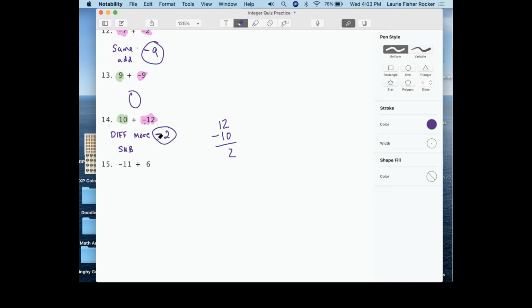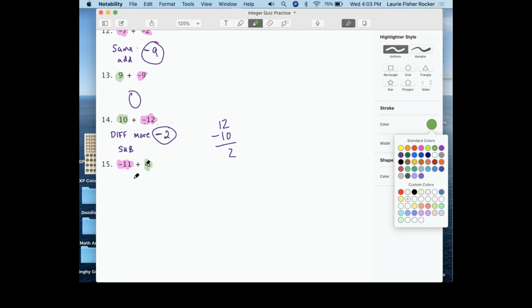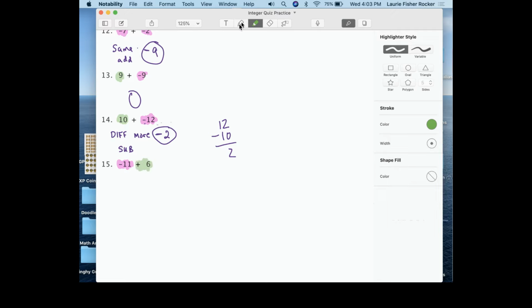So the sign is determined by which one had more, but the actual difference is just basic subtraction. On this one here, I've got 11 negative people at the party, 6 positive people at the party. It's definitely a party I don't want to go to because those positive people are so outnumbered. So for the difference, we're going to subtract. 11 minus 6 is 5. But there was more negative, so it's going to be negative 5.